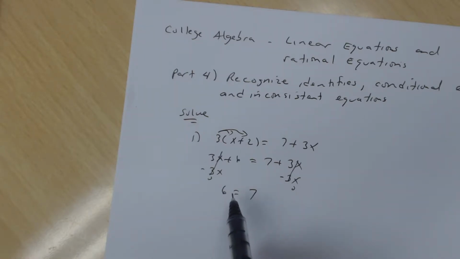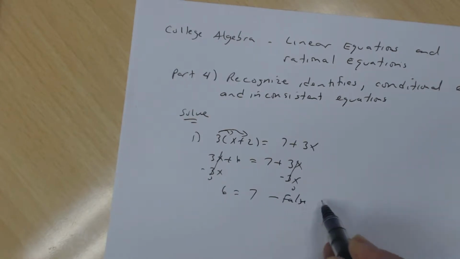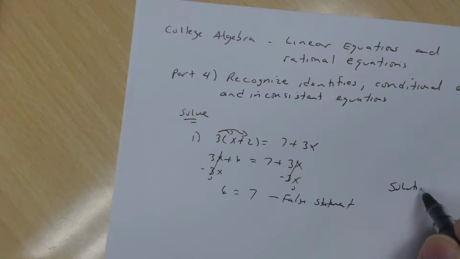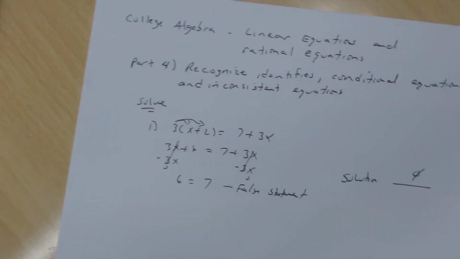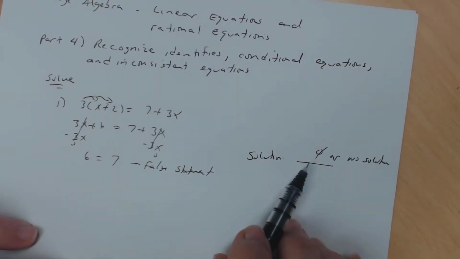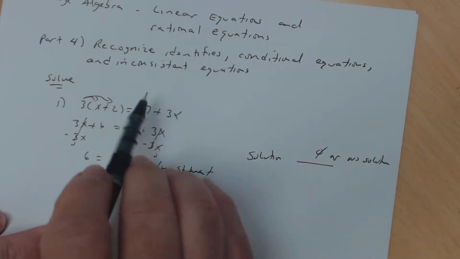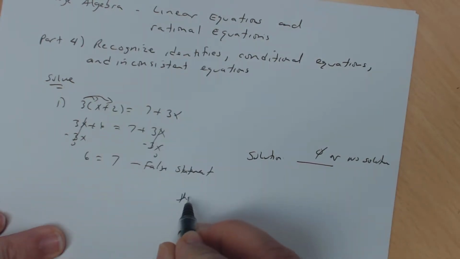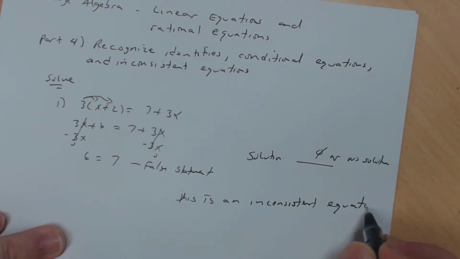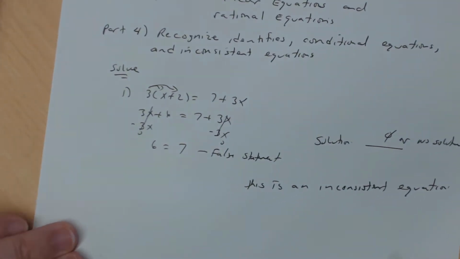So in that case, notice that your statement, 6 equals 7, is that a true or false statement? Well, that's a false statement. So 6 does not equal 7. So in terms of your solution, that means there will be no solution. If I ask you what's the solution, you're going to say the empty set, or no solution. Now remember, if it's the empty set or no solution, then you're going to say this is an inconsistent equation. So there's no solution.